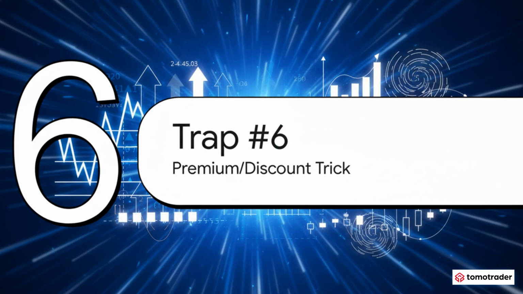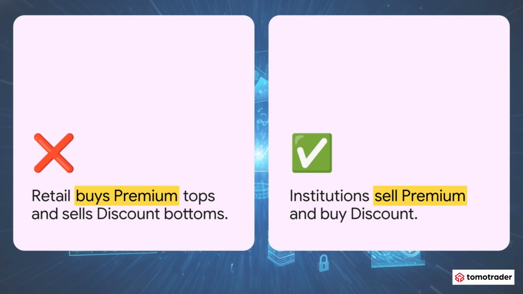And finally, we've reached trap number 6, the premium and discount trick. This is such a brilliant trap because it preys entirely on human psychology and how retail traders perceive price extremes. Think about how retail operates on a NASDAQ chart, for instance. Price violently breaks previous highs, it looks incredibly strong, so retail buys exactly at the top, the premium. Or, on the flip side, price crashes, it looks incredibly weak, so they sell right at the bottom, the discount. But institutional logic? It's the exact opposite. Smart money is taking the other side of your trade. They are selling when you buy the premium, and they are buying when you panic sell the discount.